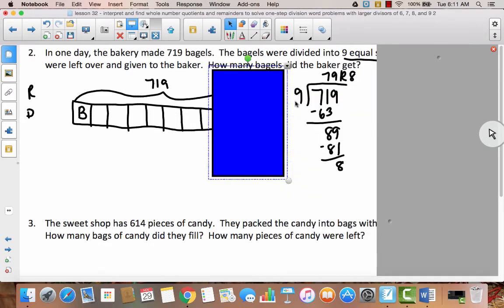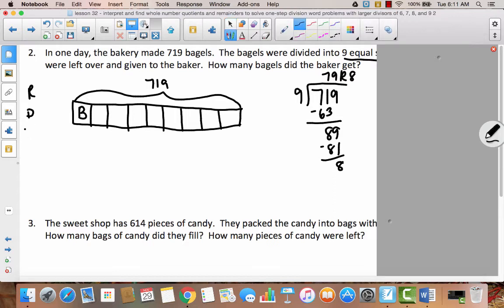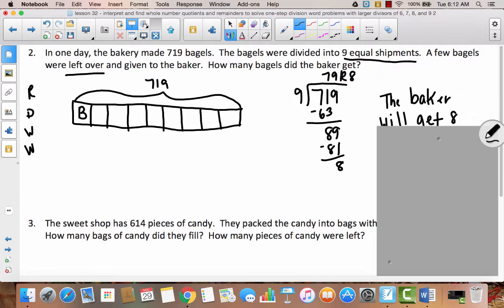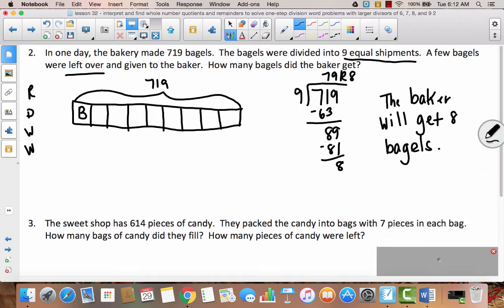So when I got ready to write my word sentence, I already wrote my number sentence. When I got ready to answer the question, I went back and looked, and I noticed that it's not asking how many bagels are in each shipment. It says how many bagels did the baker get? So if you go back and look, it says a few bagels were left over and given to the baker. So the leftover would be my remainder. So the answer in this case is the baker will get 8 bagels. That is called interpreting the remainder. You had to think about what the question was asking. It's not always asking you the same question.